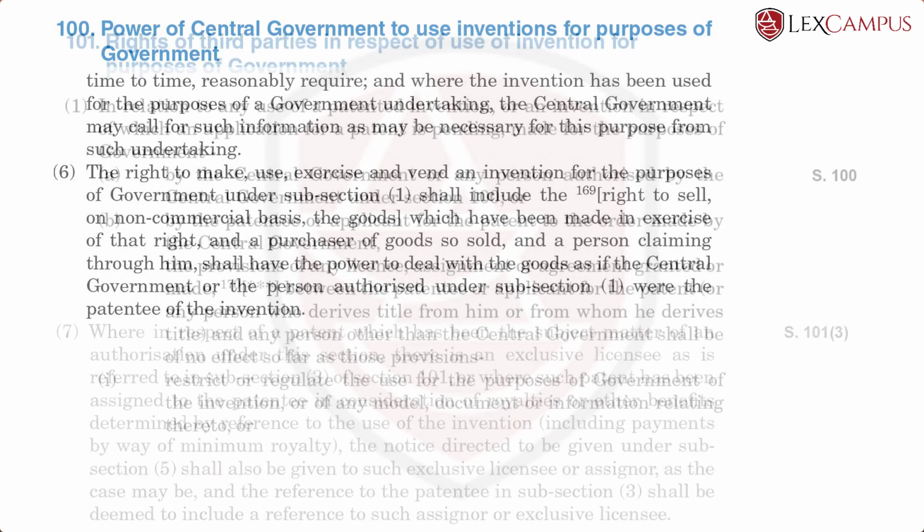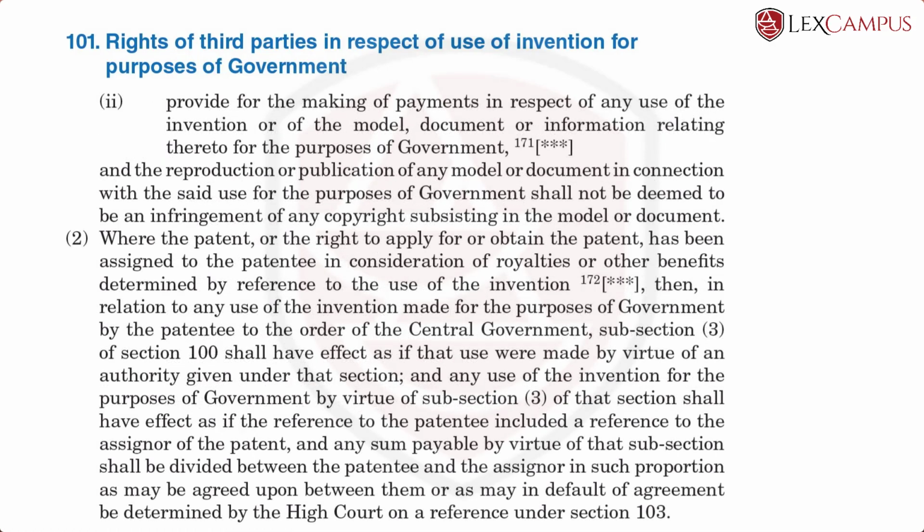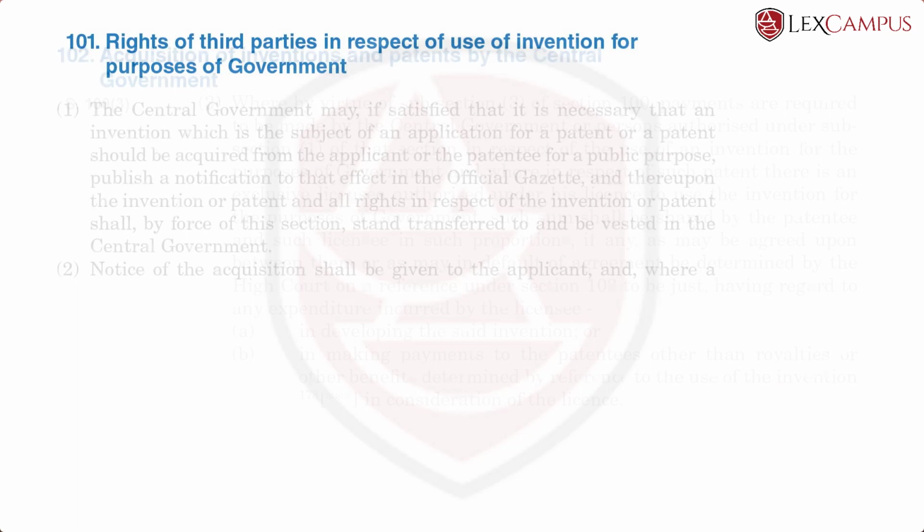There are some details, and in 101 the provisions relating to the right of third parties in respect of use of invention for the purposes of the government. Now, what are the rights of a third party when the government uses the invention? As I mentioned, there are ways in which the government can compensate by paying an amount to the people who have an interest in the invention.